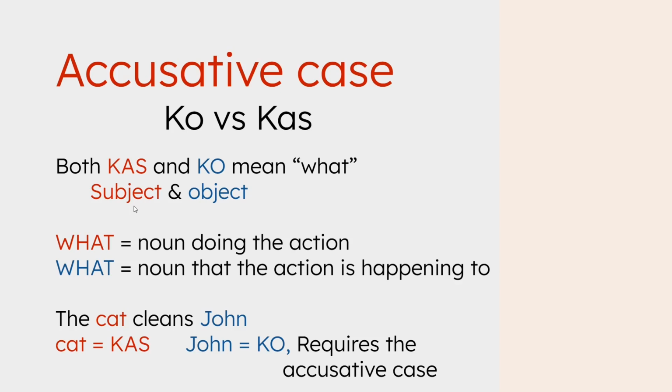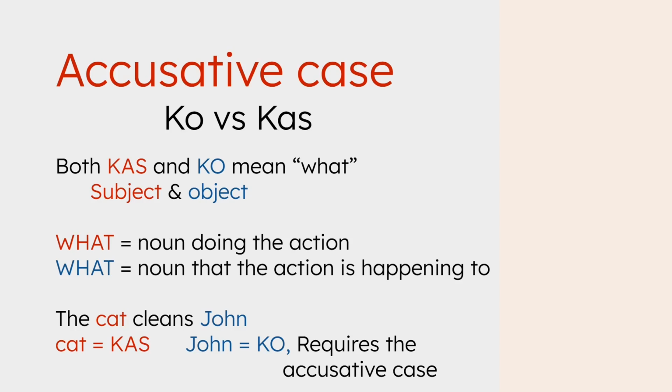The subject, or kas, or essentially what, is the noun that is doing the action. So it is the noun which is doing the action. Then the kua, or object, is the noun that the action is happening to. So both of these represent nouns, both are the what, but one is doing the action and the other is having the action happening to them.